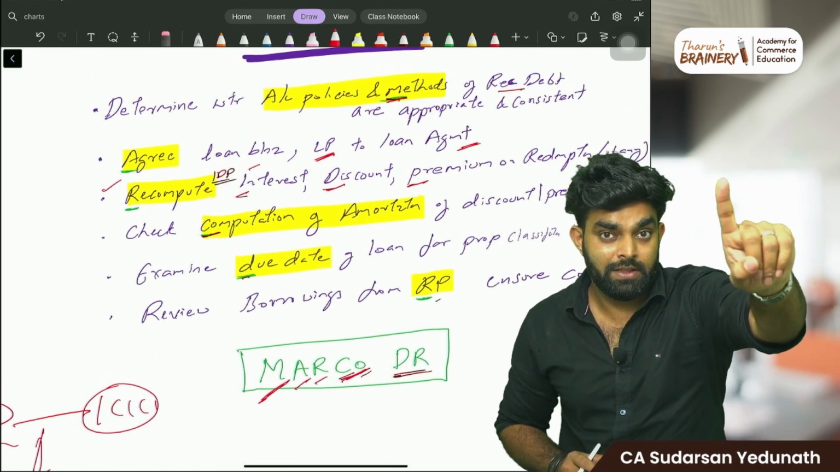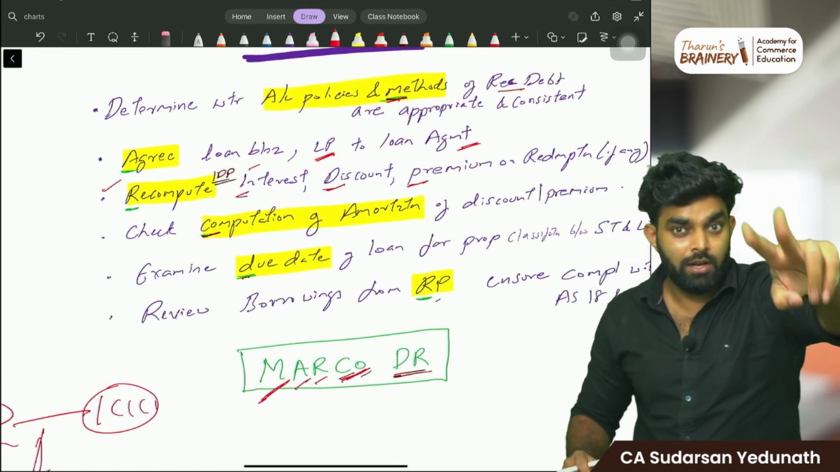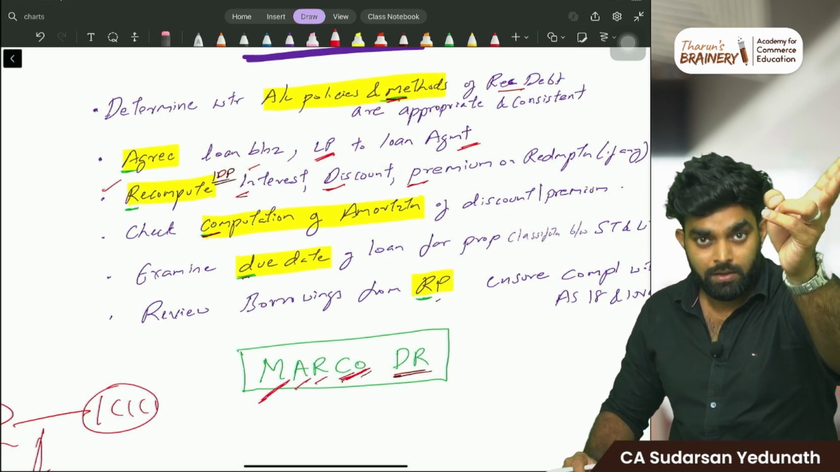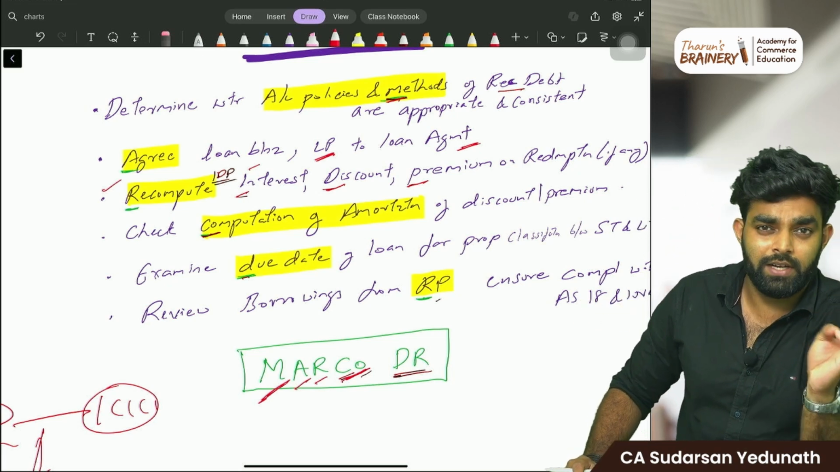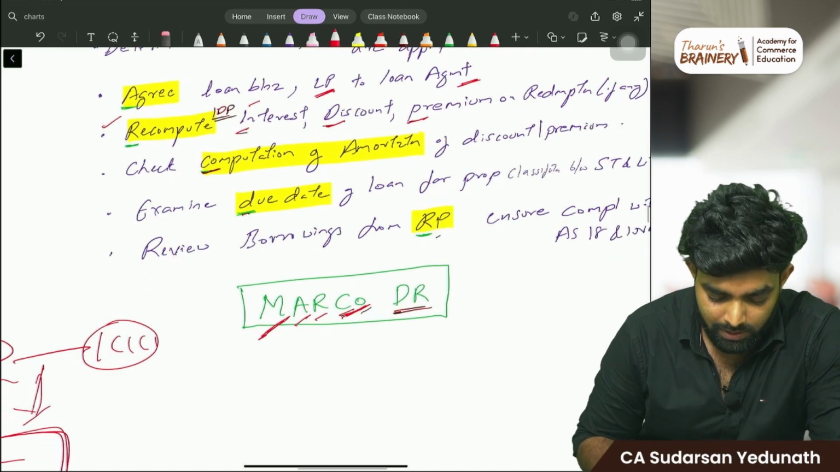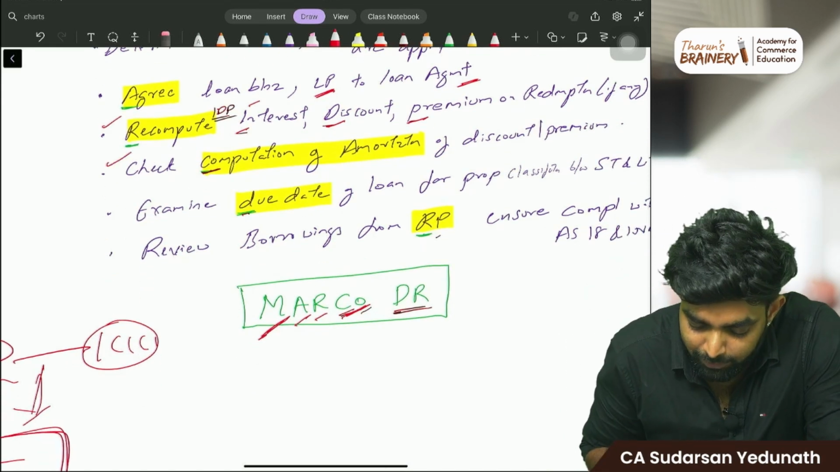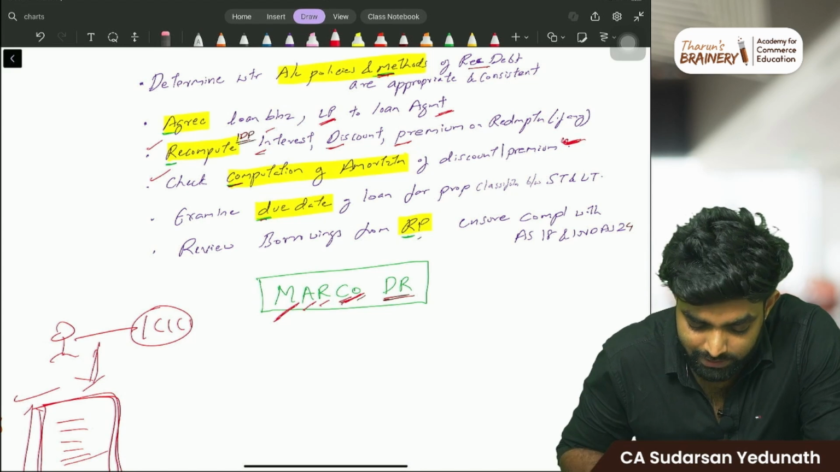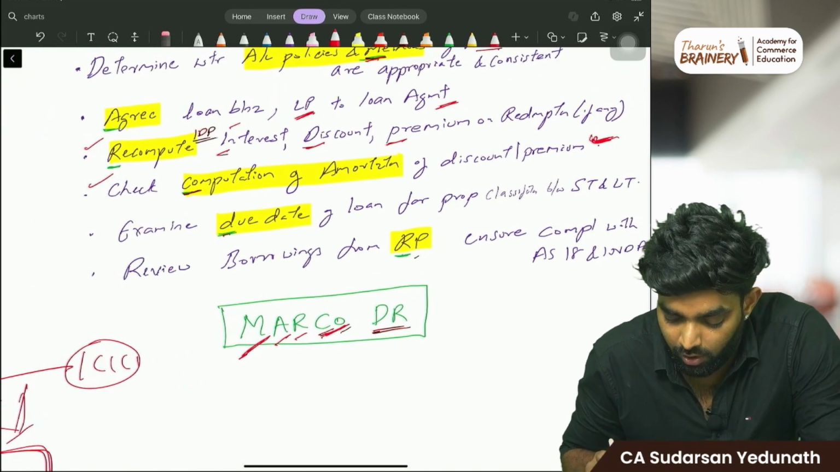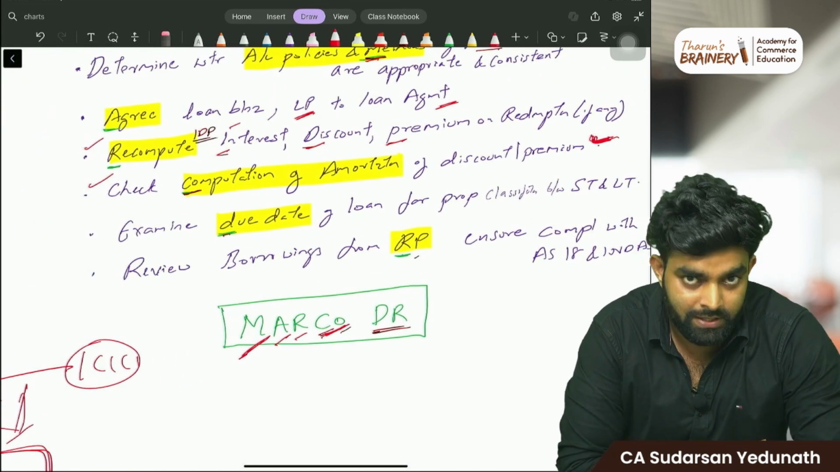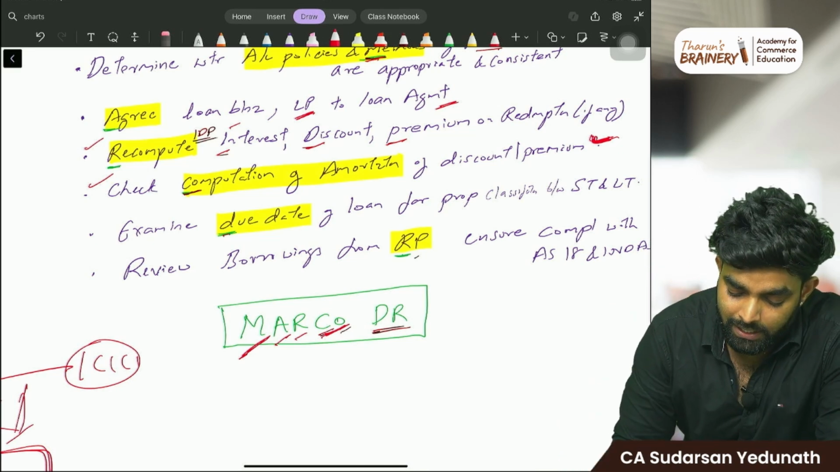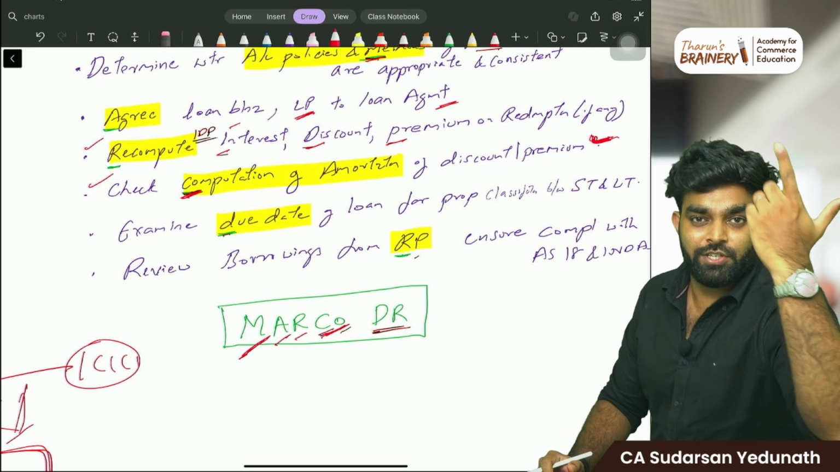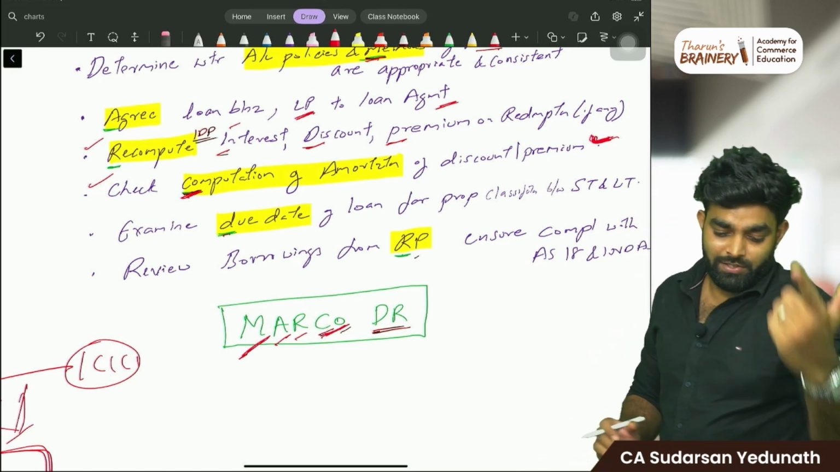Marco Doctor. M, methods and policies. A, agree loan payable, loan balance to loan agreement. R, recompute interest, discount and premium on redemption. C: check the computation of amortization on discount or premium. Just like depreciation, there is amortization, so check the computation of that.